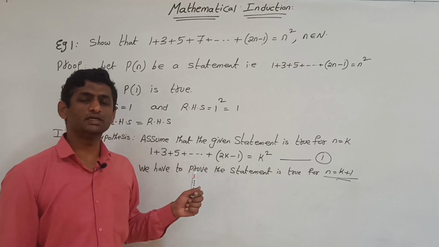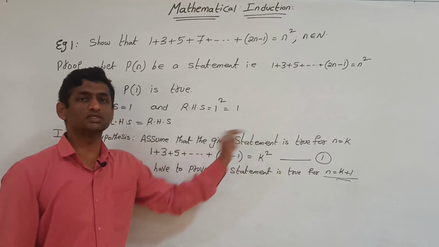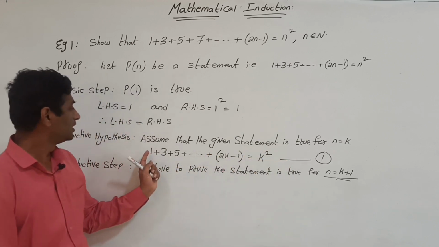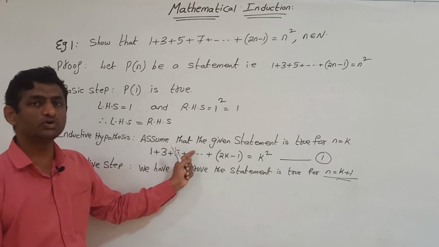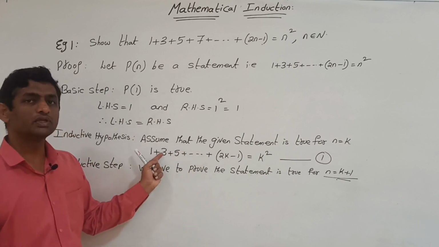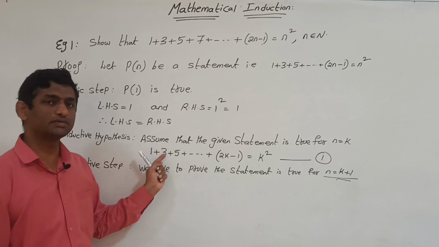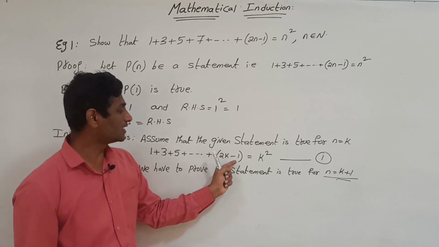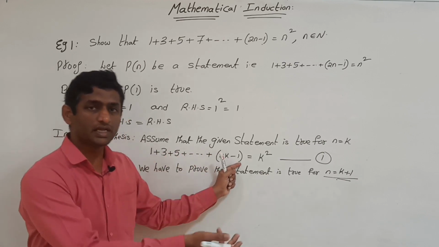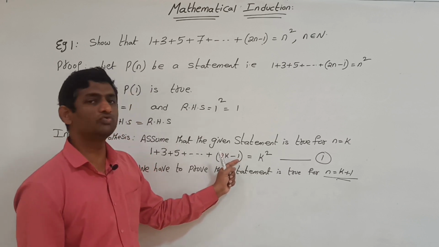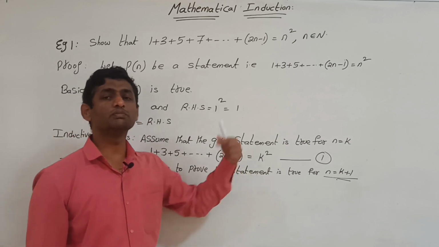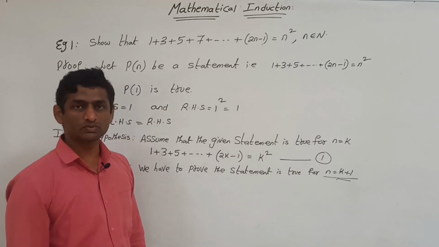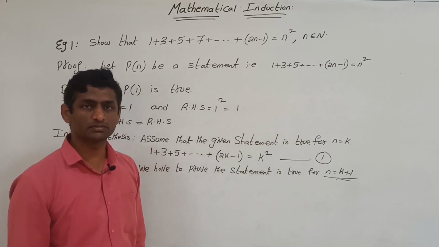Now, in order to get the next term, that is the k plus 1th term, what number should be added to equation 1? If you observe, there is a common difference of 2. If you add 2 to 1, you get 3. If you again add 2 to the previous one, you get 5. Similarly, as it is the kth term, to get the k plus 1th term, add 2 to it. That is 2k minus 1 plus 2, which gives 2k plus 1. That is the next odd natural number.